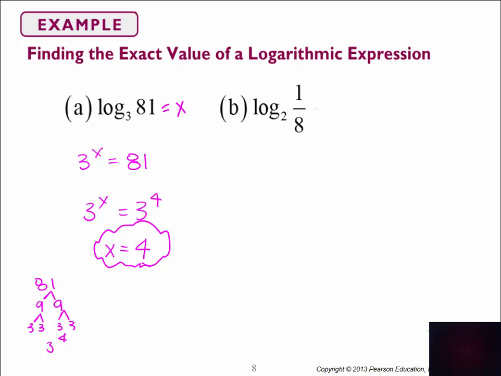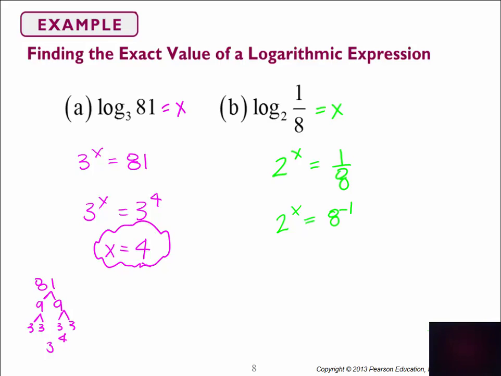And then lastly, if we have log base 2 of 1/8, set that equal to x. So we're going to say 2 to the x equals 1/8. Again, this is not quite so straightforward. Anytime you have a fraction, I would go ahead and rewrite that fraction as a negative exponent. So 2 to the x is going to be the same thing as 8 to the negative 1, right? Because raising a power to negative 1 is putting it in the denominator.